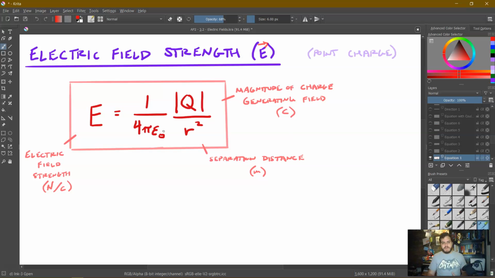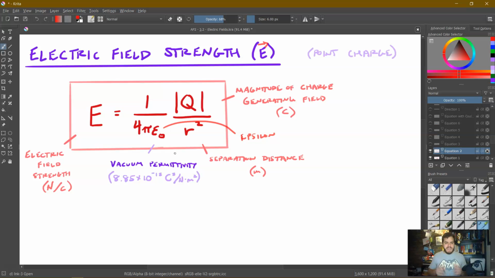Now, let's talk about first off this Greek letter here, which once again is epsilon. This constant, epsilon naught, is known as the vacuum permittivity. And this is the specific number for it, 8.85 times 10 to the minus 12 coulomb squared over newtons times meter squared. And you can already tell that since this is an extremely small number in the denominator, it's going to result in a very big electric field without necessarily having a whole lot of charge.